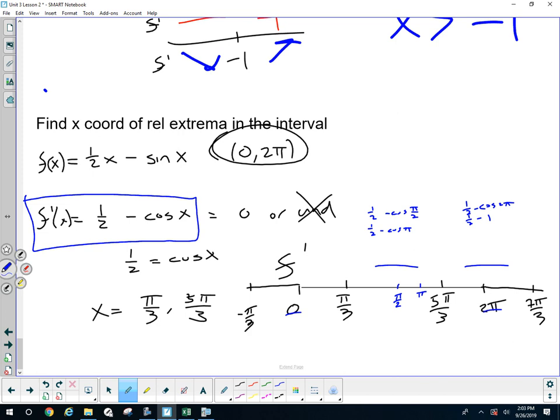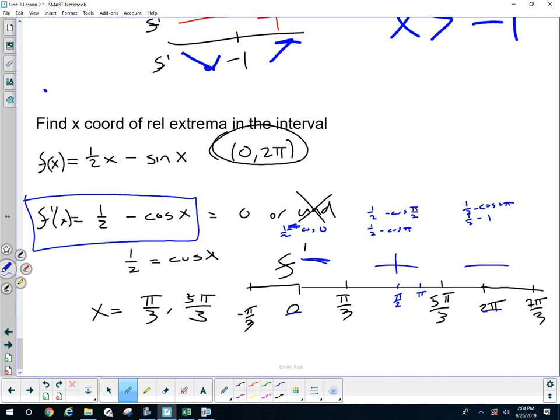Weird, we don't have a sign change at 5 pi over 3. Let's see. 0. 1/2 minus the cosine of 0. Cosine of 0 is 1. Oh, what am I doing here? This is a positive. 1/2 minus 0 is a positive. 1/2 minus negative 1, positive. I was thinking about another example on your homework where we don't have a sign change. Cosine of 0 is 1. 1/2 minus 1, negative.